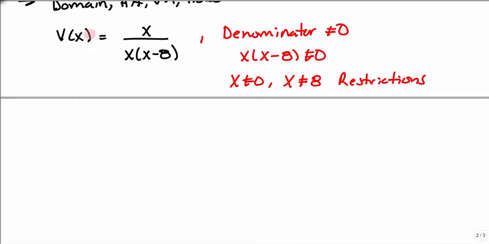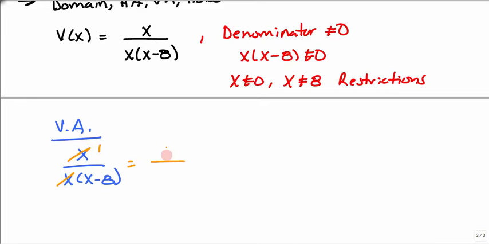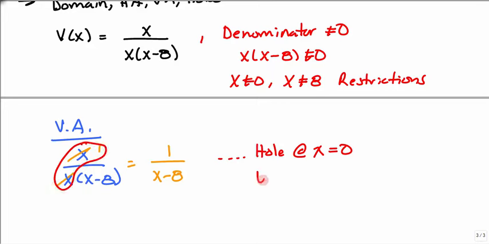Now for my vertical asymptotes, I have the x equals 0 and x equals 8 that I need to think about, but let's look to see what happens. If you notice, when we simplify, the x over x is 1, and I'm just left with 1 over x minus 8. So, because these cancel, I have a hole in my graph at x equals 0. Now why 0? Because that was my restriction. I have a vertical asymptote at the remaining restriction, x equals 8.